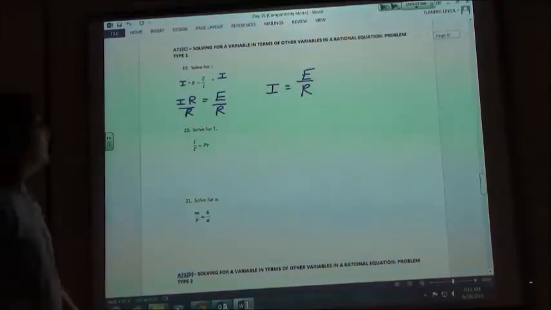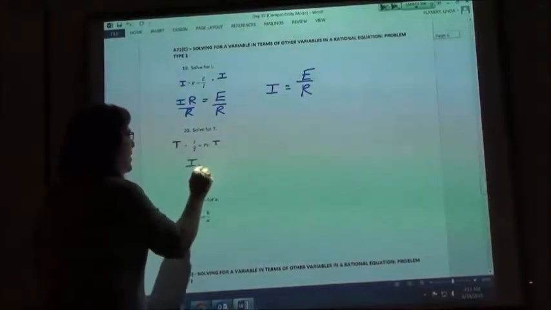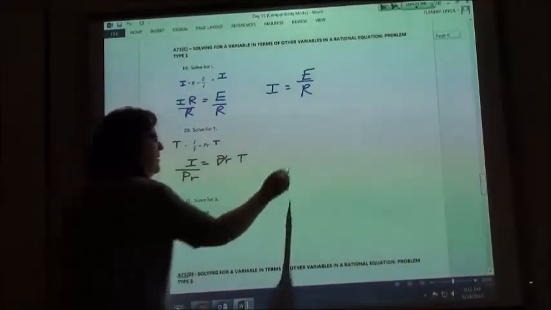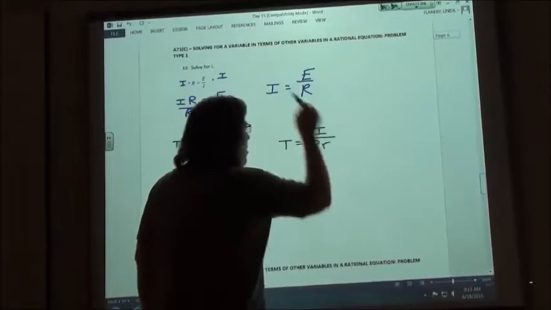So number 20. If I'm going to solve that one, the first thing they're going to do is multiply by the t. So I equals PRT. If I'm going to solve that one for t, I'm going to divide by the p and the r. And so t is going to equal I over PR.